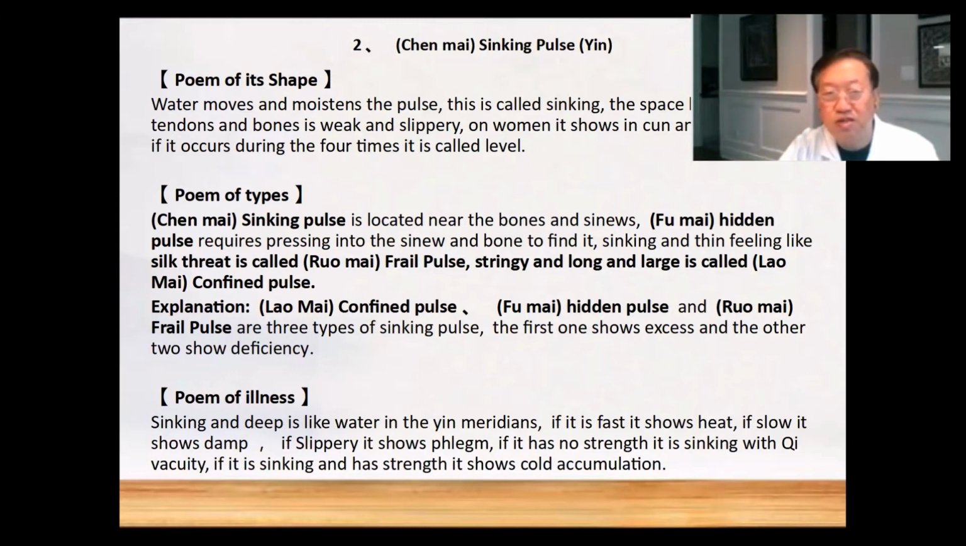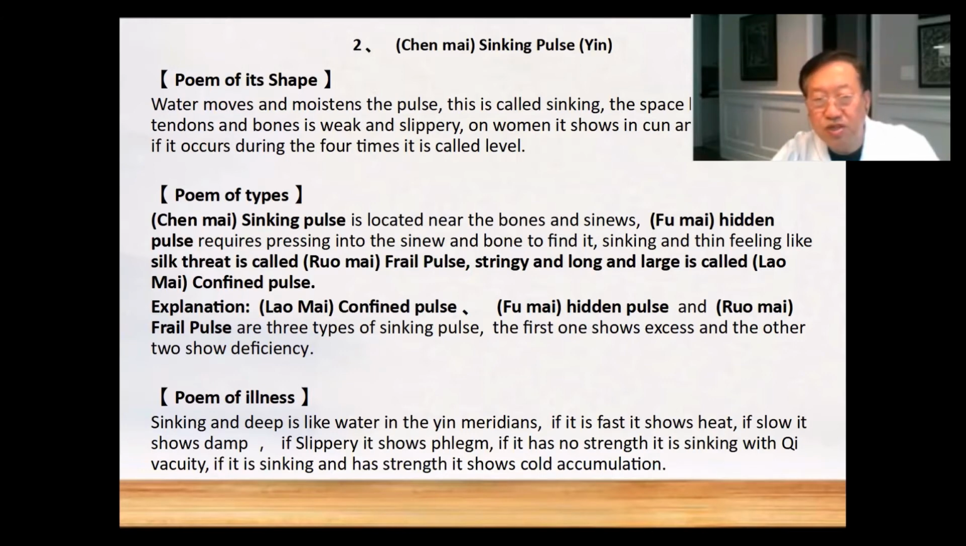This is called sinking. The space between the tendons and bones is weak and slippery. On women, it shows in Tun, in men in Shu. If it occurs during the 4 times, it's called level. Poem of types. Chenmai, sinking pulse, is located near the bones and sinews. Fumai, hidden pulse, requires pressing into the sinew and bone to find it.